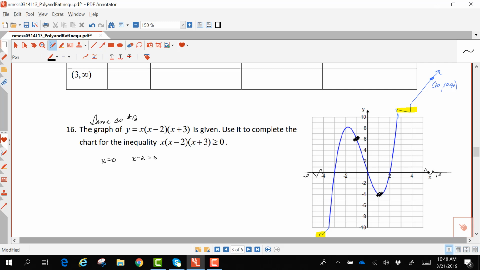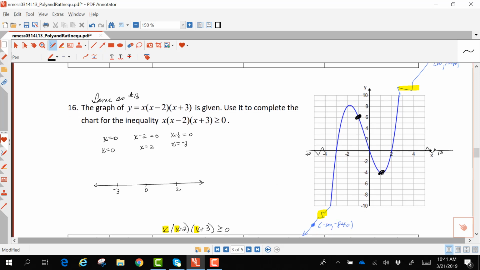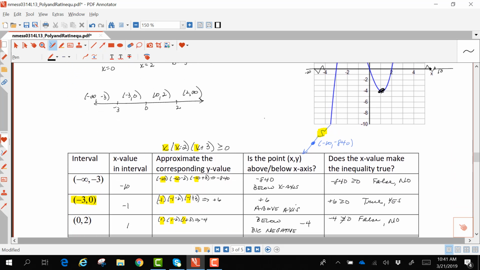The critical numbers would be found by setting each one of the factors in the inequality equal to 0, resulting in the values of 0, 2, and negative 3. These are the 3 critical values which we would place on our number line, being sure to order them from small to large. In this example, we have 4 regions. The leftmost region is negative infinity to negative 3. And you can see my interval notation for each of these regions.